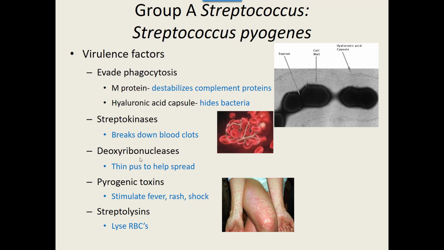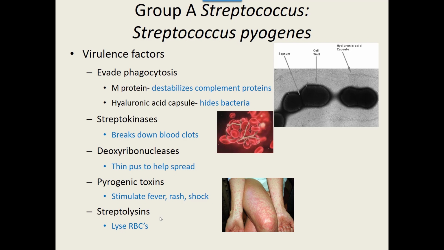It also produces pyrogenic toxins. Anything pyro means generating some type of heat. So it's going to stimulate fever as well as rash, and it can cause you to go into shock. And it produces another factor called streptolysins. This particular molecule can break apart or lyse red blood cells. It's part of the reason it causes beta hemolysis. It breaks down the red blood cells, and it can get the nutrients from them very, very easily.